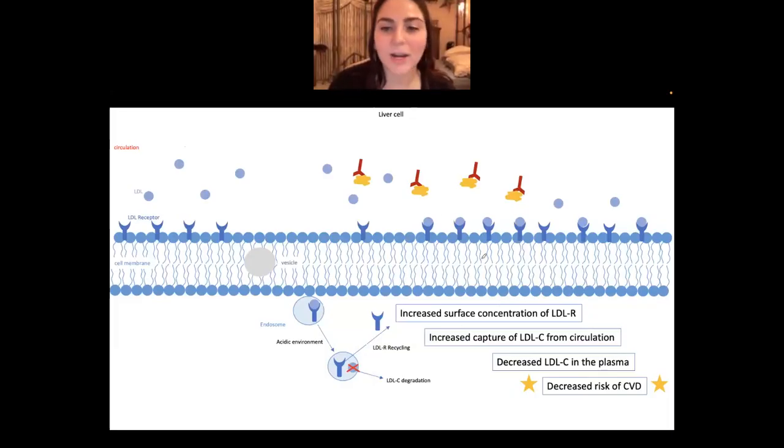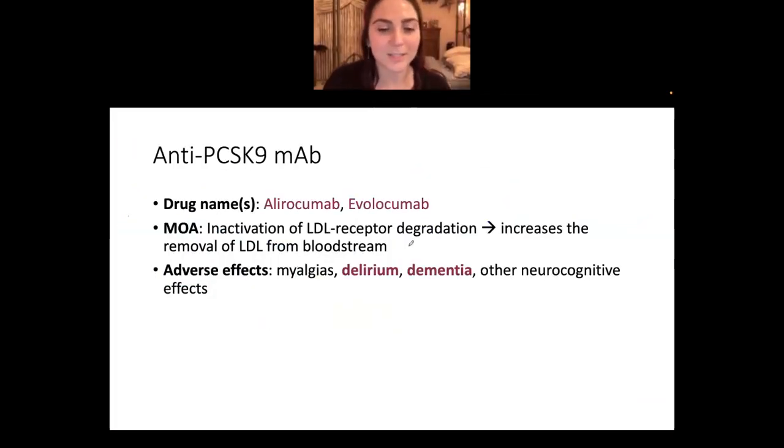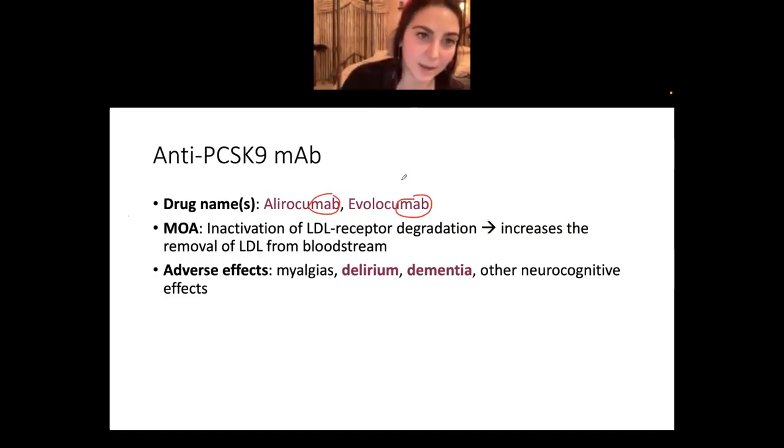So since we are increasing the surface concentration of the LDL receptor, we're removing more LDL from the plasma and putting it more into cells, because the more receptors you have, the better, right? So this can actually decrease your risk of cardiovascular disease, which is really cool. The names for these are alirocumab and evolocumab, and they're pretty much the only lipid-lowering agents that are monoclonal antibodies. Remember these from hem-onc? And that's why they're monoclonal antibodies to PCSK9.